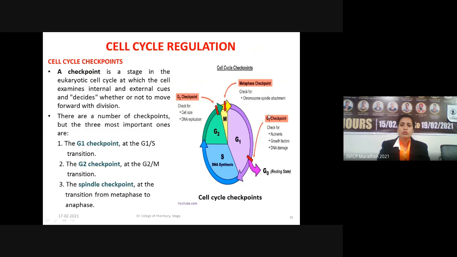So the G1 checkpoint checks whether the nutritional requirements and growth factor requirements are met, and checks for any DNA damage in the cell. If there is any defect, the cell will not divide. Similarly, the G2 checkpoint checks for the size of the cell and the DNA replication, that is, whether the DNA is replicated properly or not. Similarly, the metaphase checkpoint checks for the chromosomes and the spindle attachment, that is, whether the spindle formation is okay and whether the contents are pulled apart equally.